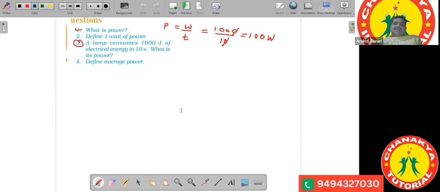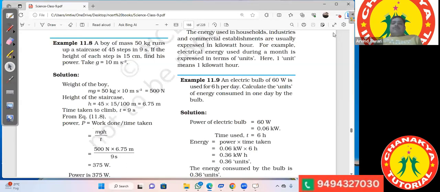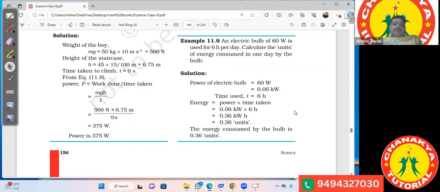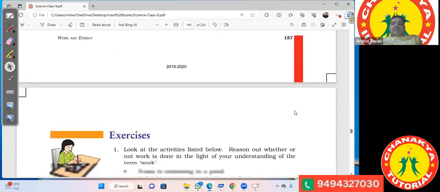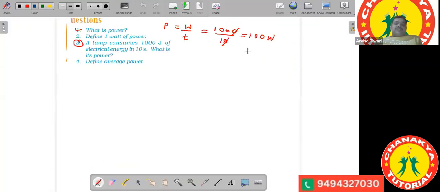Okay. Let's see another question. Now, before going to the next question, understand the commercial unit of energy, not of power. We need to understand the commercial unit of energy.